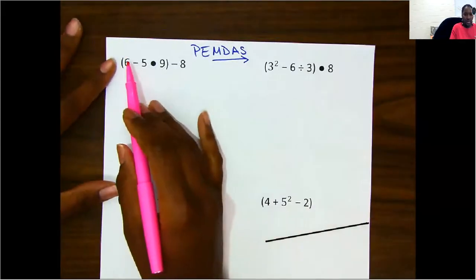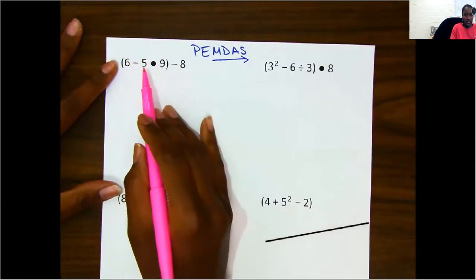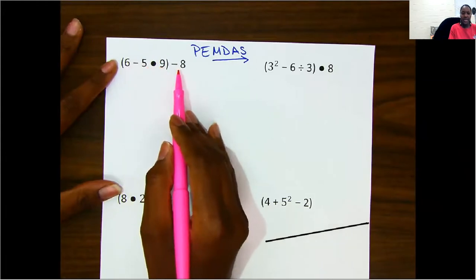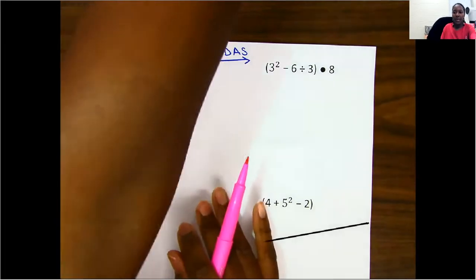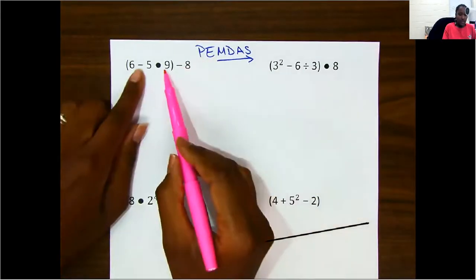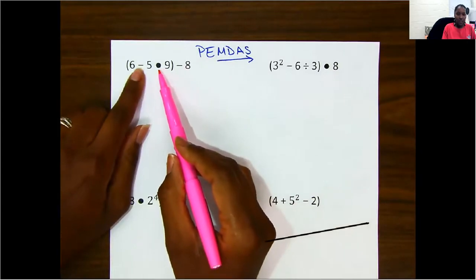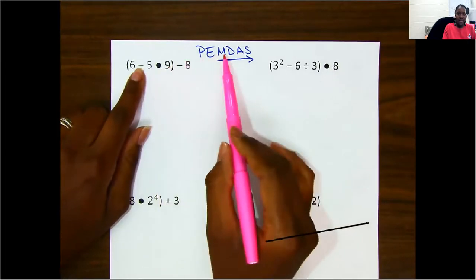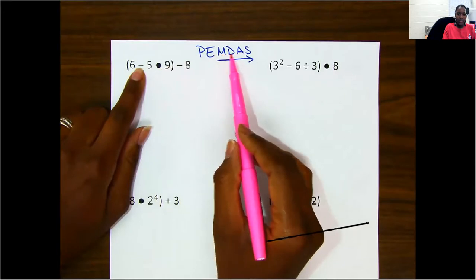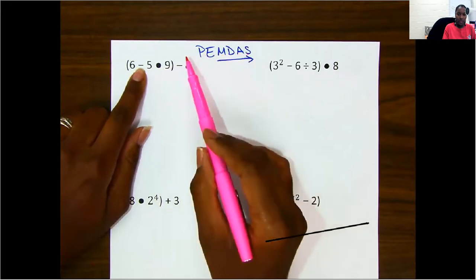We have in parentheses 6 minus 5 times 9. And then on the outside of the parentheses, we have minus 8. So if I'm following my PEMDAS, it says I need to start with my parentheses first. Inside my parentheses, I have subtraction and I have multiplication. If I look at PEMDAS, multiplication comes first, then the subtraction. So we're going to deal with the multiplying first.